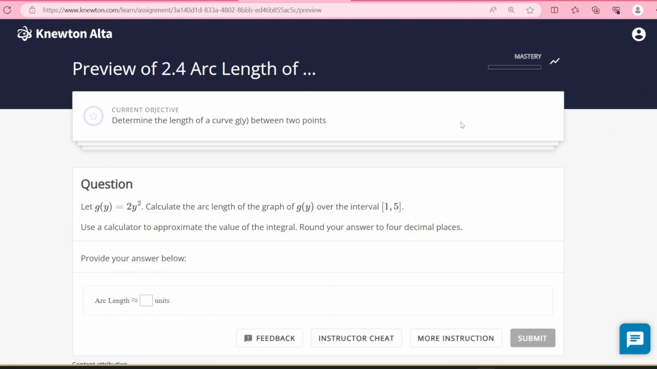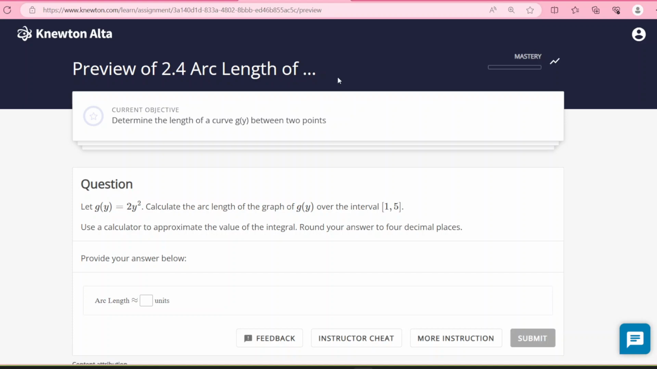So in this video, I'll be taking you through a sample version of a Newton-Alta assignment for section 2.4, on this arc length of a curve, and also the surface area of a surface of revolution. And I'll explain later in the video what that is.